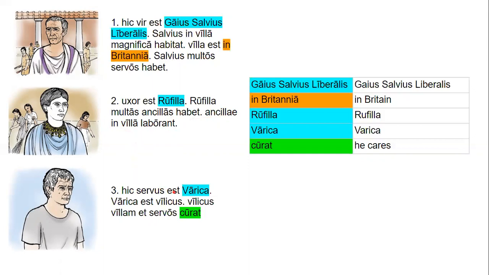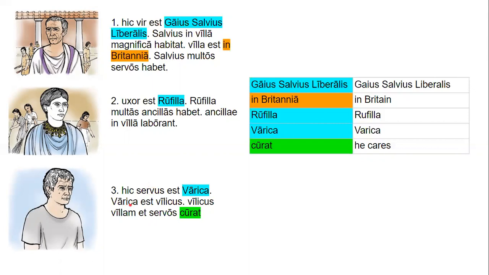Hic servus est Varica. Okay, we've got another demonstrative pronoun, hic modifying servus. So this slave is Varica. So again, another predicate nominative. Notice that Varica is first declension, so it looks like it's feminine, but we can tell that this is one of those first declension names that's actually masculine because servus is in the masculine right there.